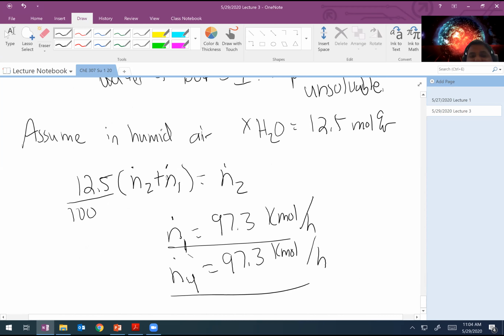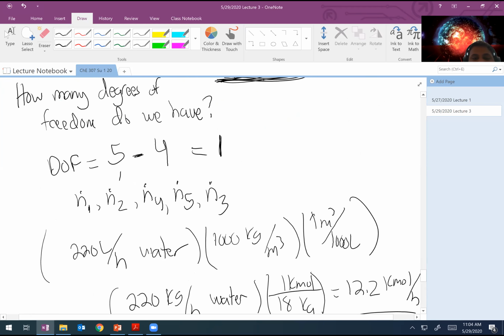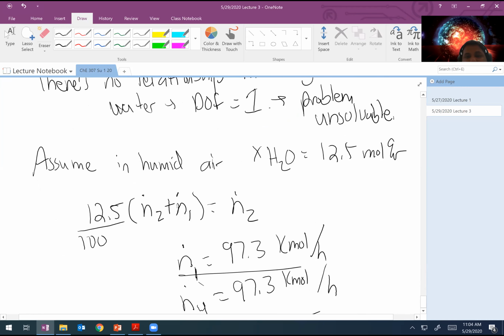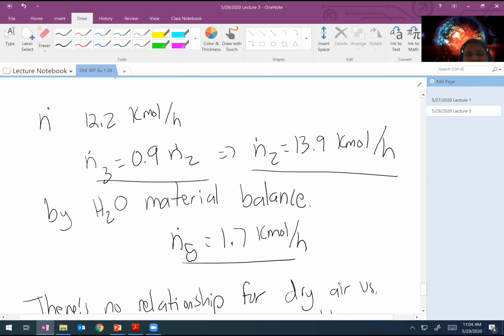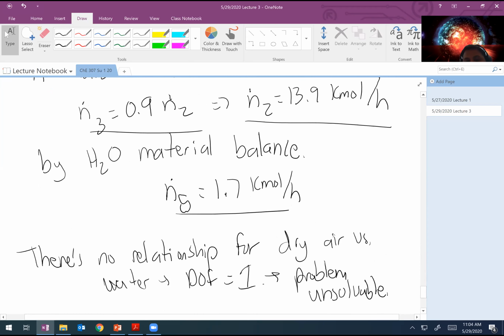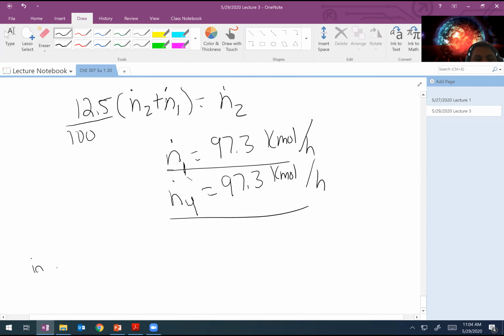And then once I have that, then I can say, okay, what's my dry air to humid air comparison? All right, so if I went from 12.5 mole percent in the humid air with 13.9 kilomoles per hour of water, and I went down to what it was in N5, which was 1.7, so 97.3 plus 1.7. So I went down to about 0.017. So in dry air, my water mole fraction is down to 1.7 mole percent.